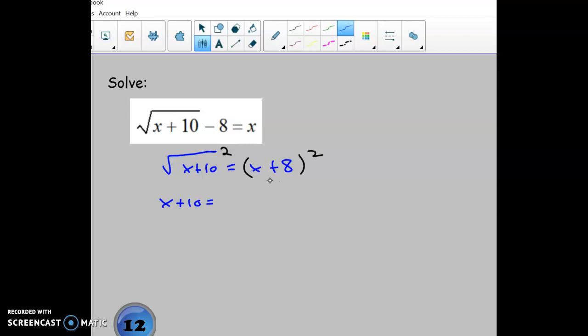And on the right-hand side, sometimes students think that it's just going to be x squared plus 64, but you actually have to write it out twice: x plus 8 times x plus 8. That is what the little square means. And then FOIL. So the left-hand side is just x plus 10, and if I start to FOIL: x times x, x times 8, 8 times x, and 8 times 8.